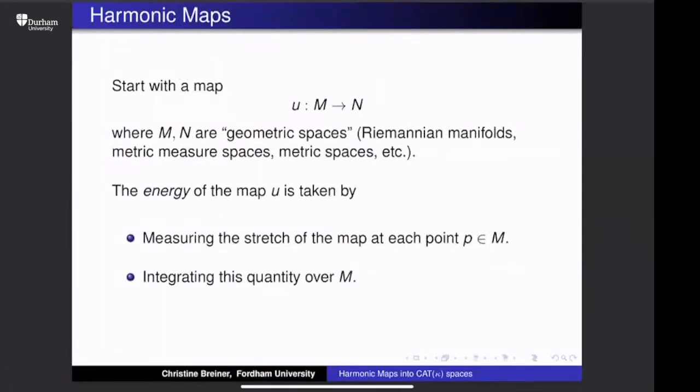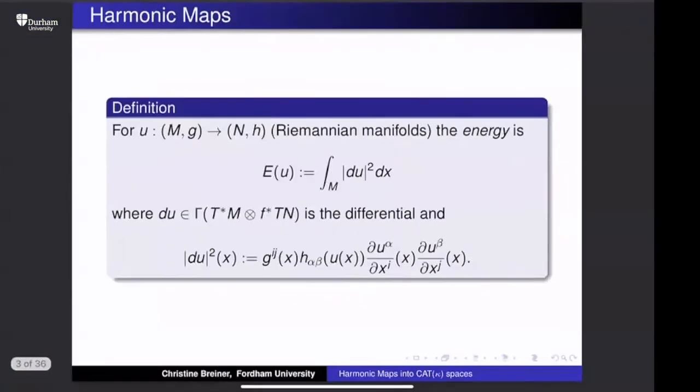So I will start with some very basic reminders. I'll mention harmonic maps in Riemannian manifolds, and then I will leave it behind because we're not really going to deal with that. So we're going to be starting with some map between two geometric spaces. They can be Riemannian manifolds, they can be metric measure spaces, they can be metric spaces. And we need to have a notion of energy. And so the energy is, intuitively, what we want to think about as measuring the stretch or the dilation of the map at each point in the domain, and then integrating this quantity. So when we're thinking about energy, that's what we're thinking about.